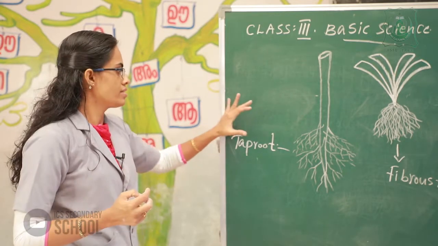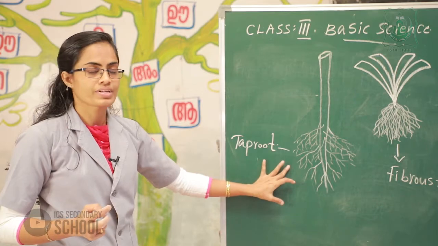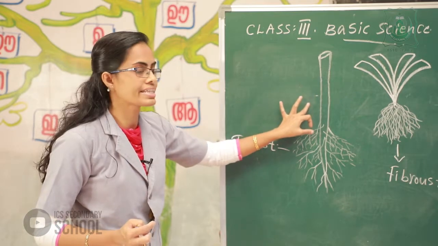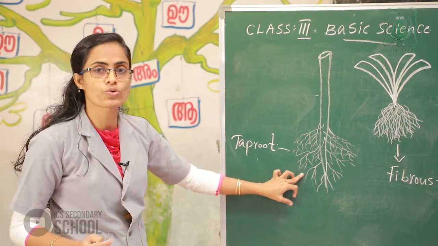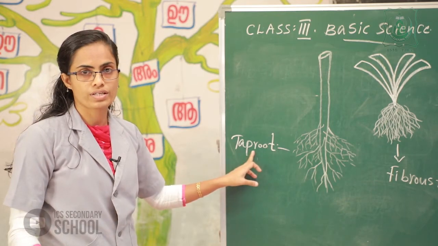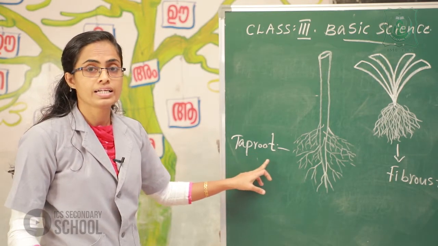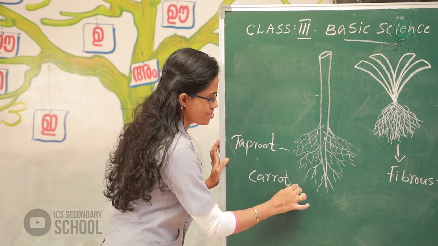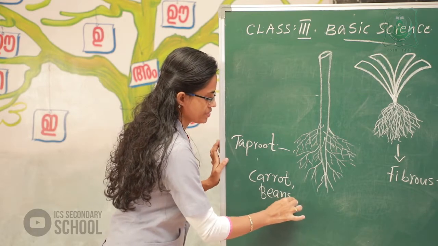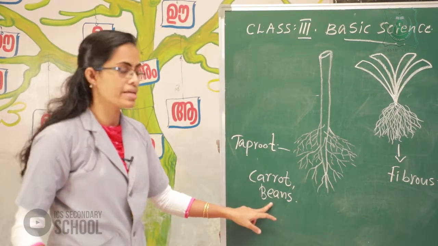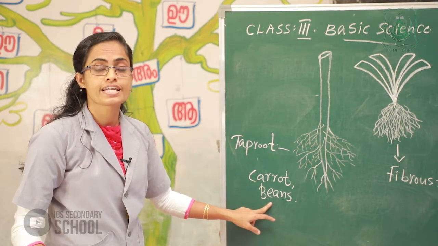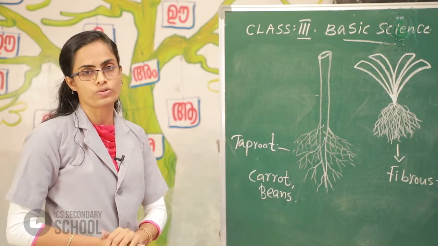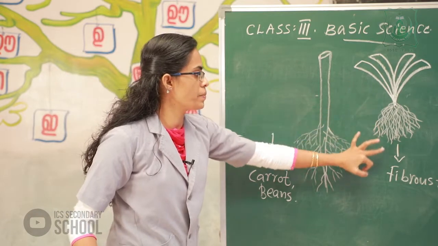Please listen here, the taproot: a single thick stem with many small roots, that is called taproot. For example, plants such as carrot and beans, and trees such as neem and mango. Clear? And in case of taproot, the next one, fibrous root.